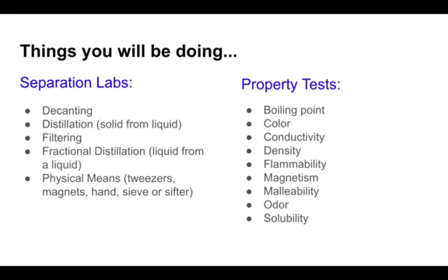Once you have separated your materials, you will then be doing property testing. This will include determining boiling point, color, conductivity, density, flammability, magnetism, malleability, odor, and solubility. There will be specific ones depending on the substance that you are testing, but just know that this lab focuses on using separation techniques and property tests.